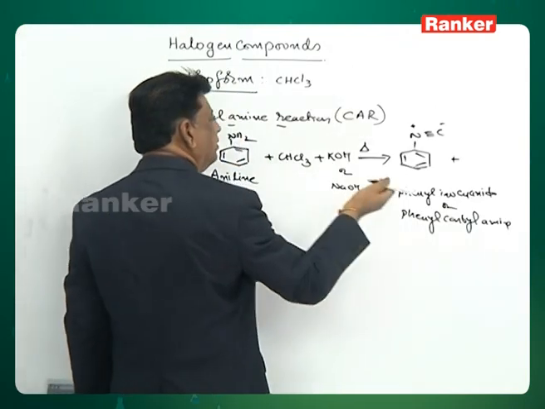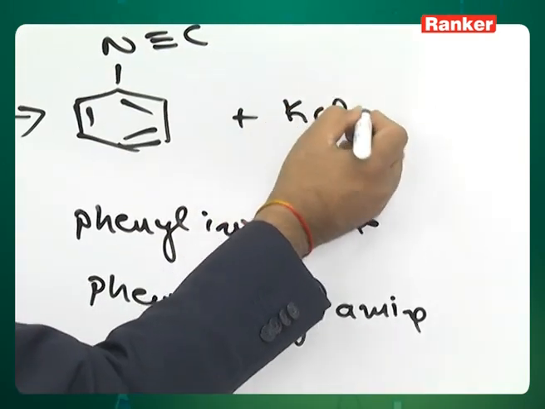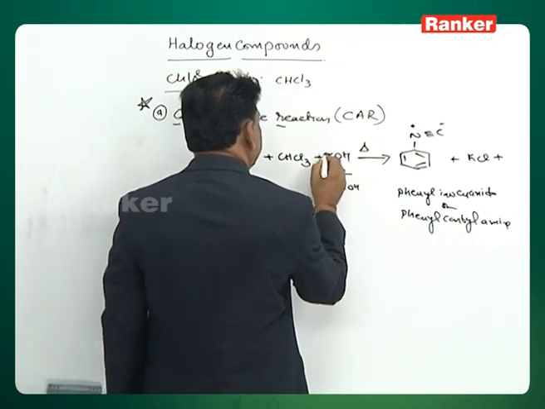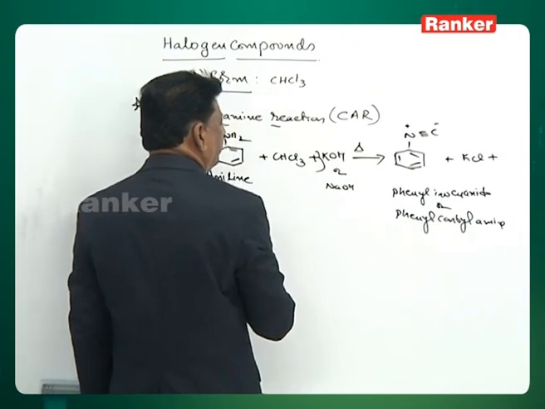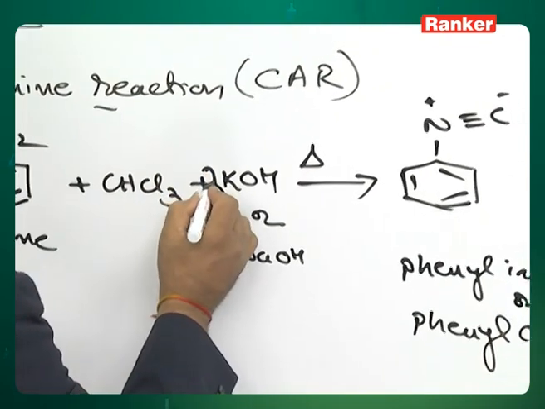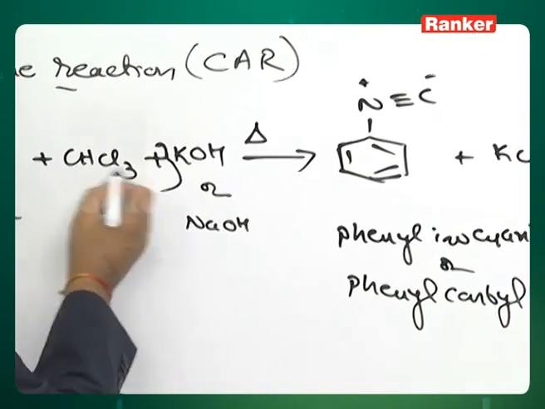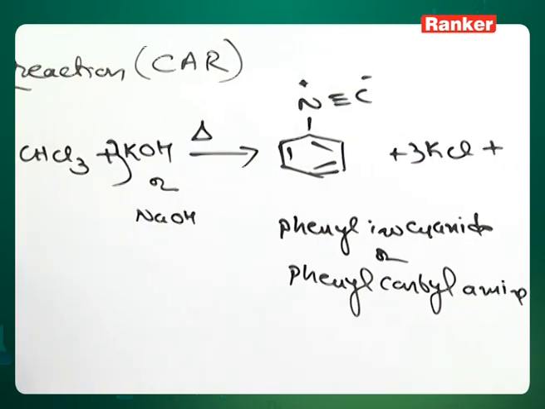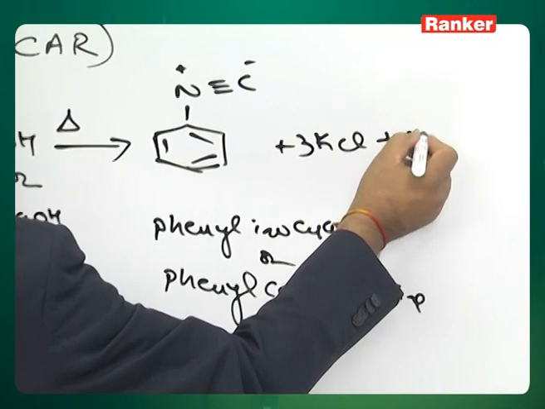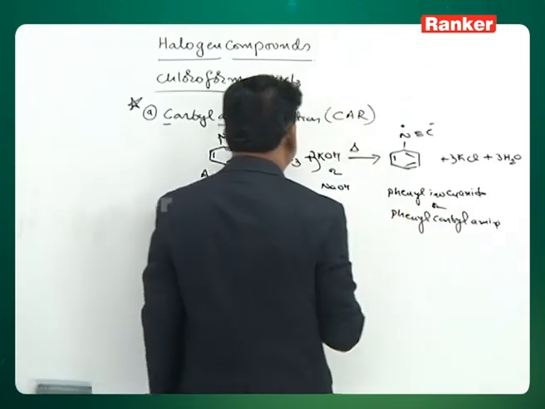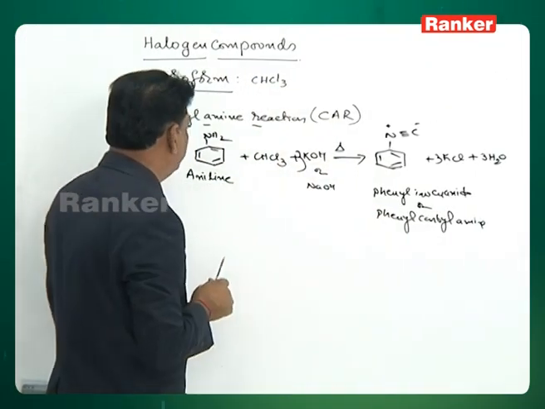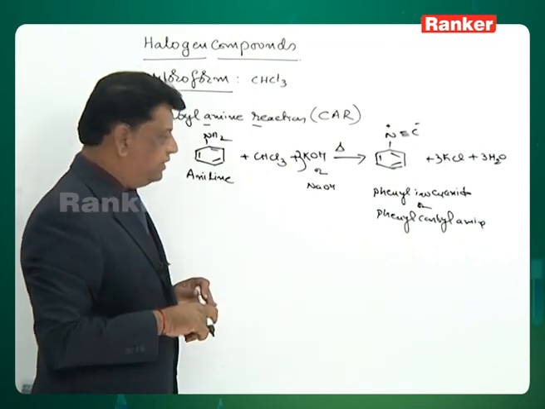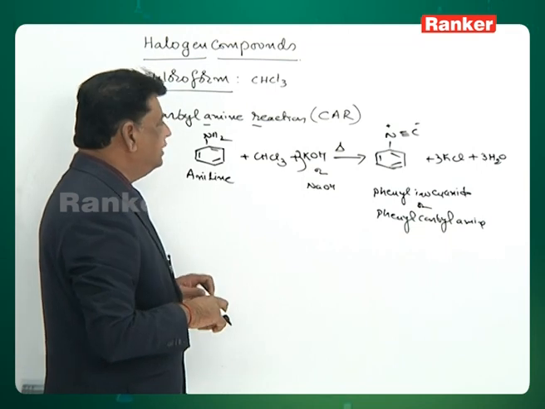The K will become KCl, and if you take 3 KOH, 3 K and 3 Cl, 3 KCl is formed. 3 OH and here 1 OH, here 2 H, 3 H2O is formed. What remains is the carbon of the chloroform, and the N of the aniline becomes NC. It is a balanced equation, however, but it is not that simple.